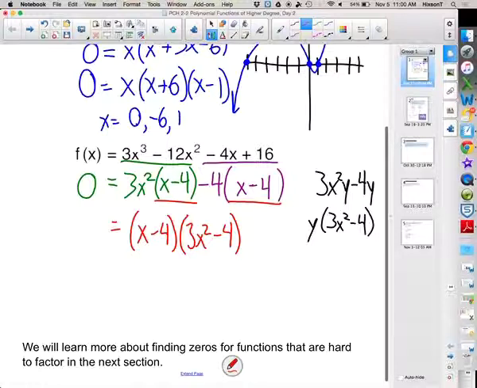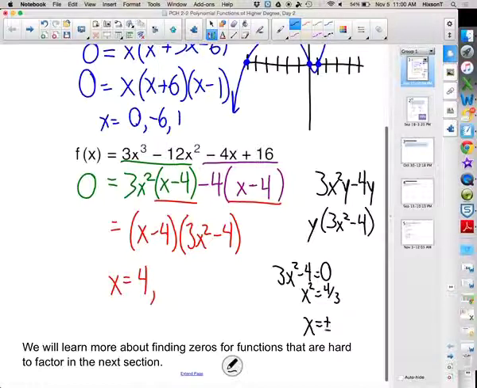Alright, so now at this point, all we have to do is identify our zeros. That's completely factored. So we know that one of our zeros is 4. We're going to have to figure this one out. And if you need to, go ahead and write it out along the side. 3x squared minus 4 equals 0. So you'll add 4 and divide by 3. X squared is 4/3. And then you'll square root. X is plus or minus the square root of 4/3.